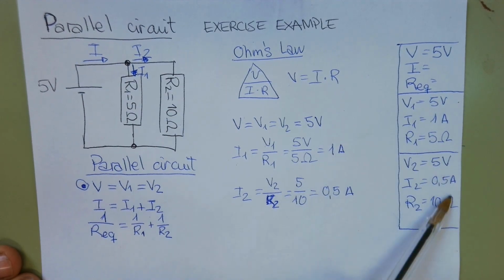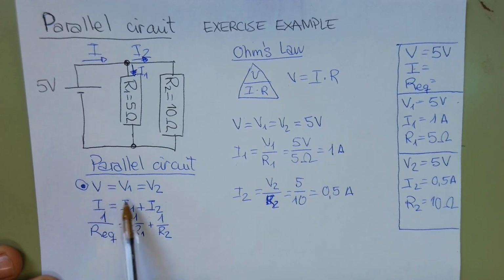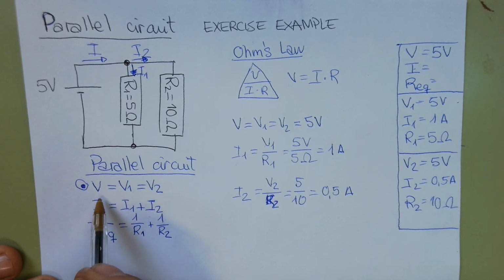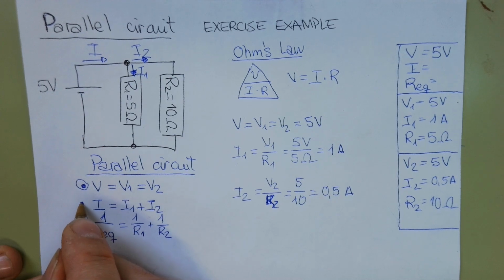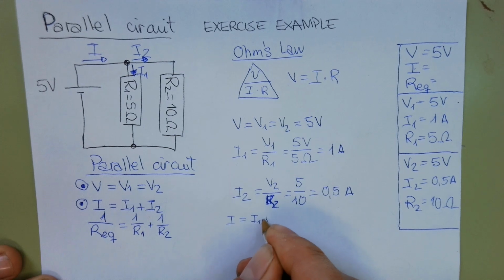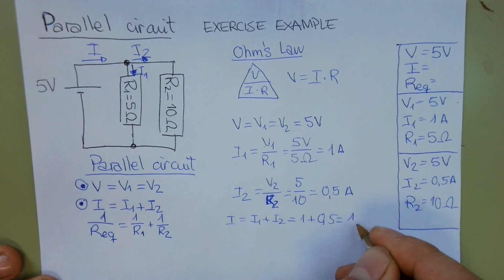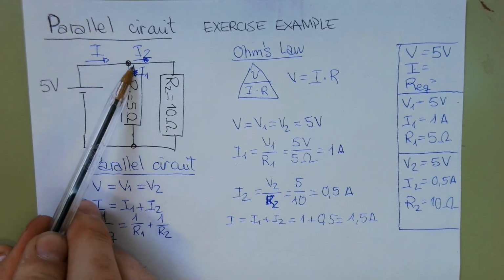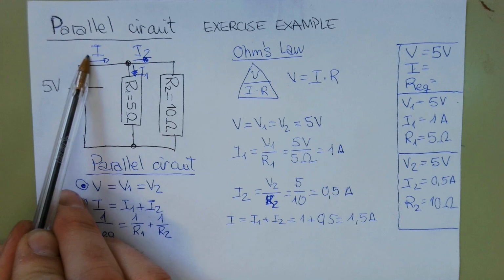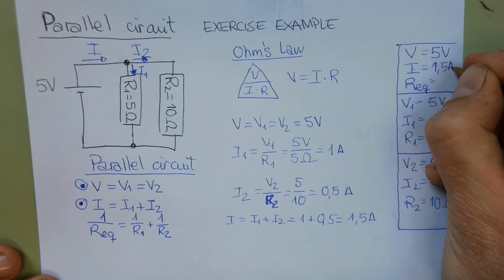Okay, I have solved this part of the circuit, but I don't know the total current and the equivalent resistance. I now can use this equation because I know these two currents. So if I do the addition, I know the total current of the circuit. So this is going to be my next step. The total current of the circuit is the addition of these two currents, which is 1.5 amperes. If I know the current in this direction and this direction, I know the current getting to this point. So it is 1.5 amperes.